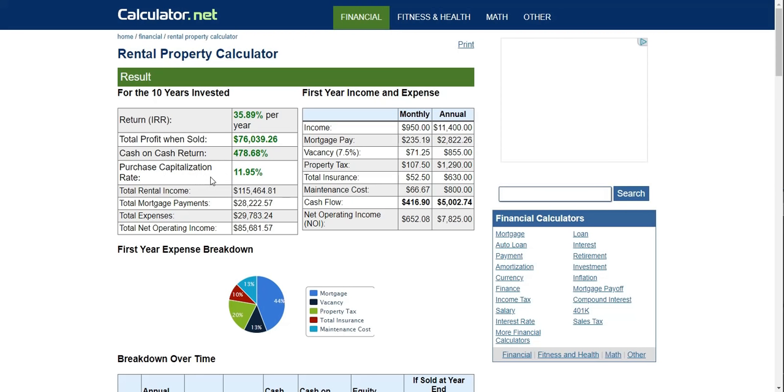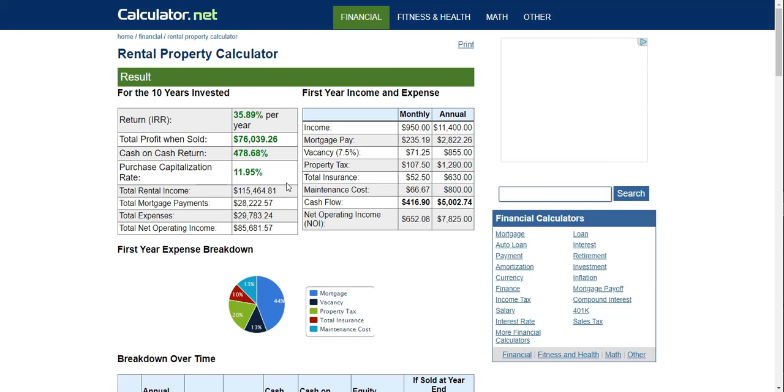The purchase capitalization rate, excuse me, is indicated as 11.95%. Now this one's a little bit tricky as far as determining what's a good cap rate number to have for an investment property, because that number can be affected by a lot of things. The important thing for you to remember about cap rate is that it is a measure of the net operating income compared to the market value of the property.